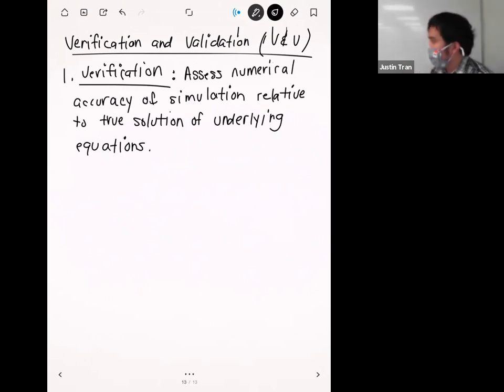Of course, right now we're limiting ourselves to mathematical models. Whenever you have a mathematical model, some kind of governing equation, and you go to solve that equation, verification basically asks the question: am I solving the equations correctly?